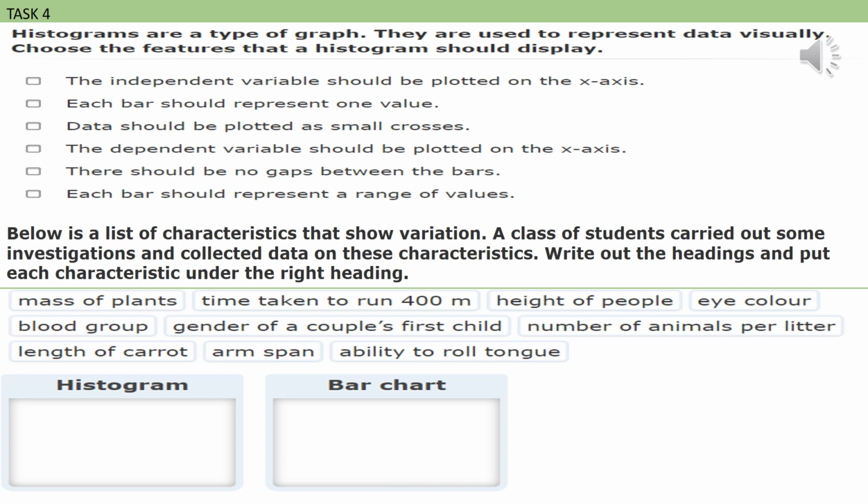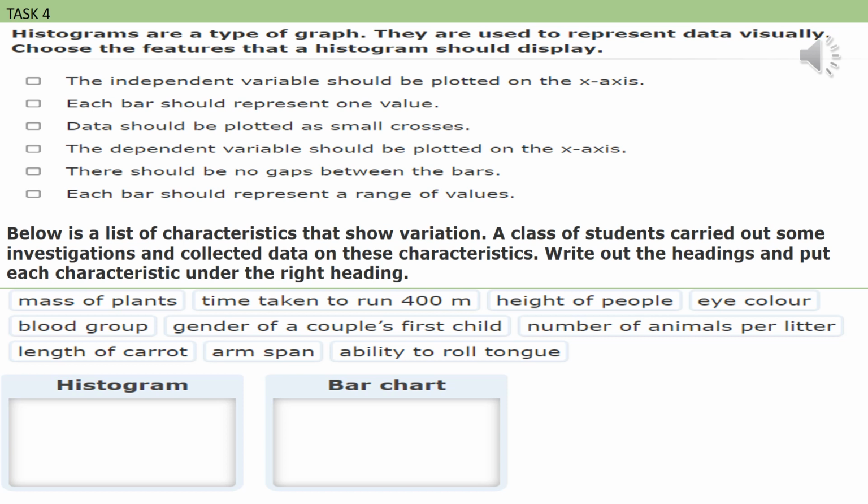The independent variable should be plotted on the x-axis. Each bar should represent one value. Data should be plotted as small crosses. The dependent variable should be plotted on the x-axis. There should be no gaps between the bars, and each bar should represent a range of values. So there are 3 correct answers to identify there.